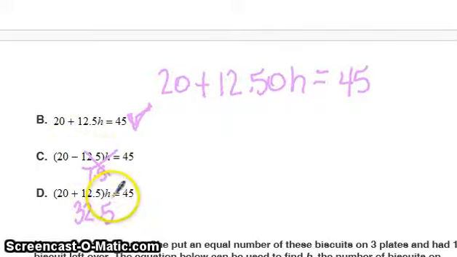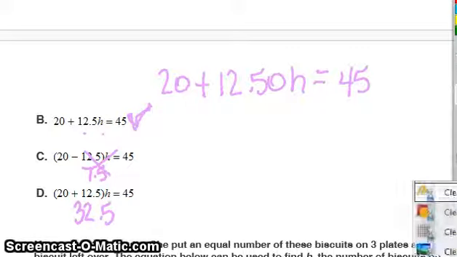They charged $12.50 per hour. So it should be $12.50 per hour. And they charged her $20 just to rent the canoe. So B is the correct answer choice for this one.